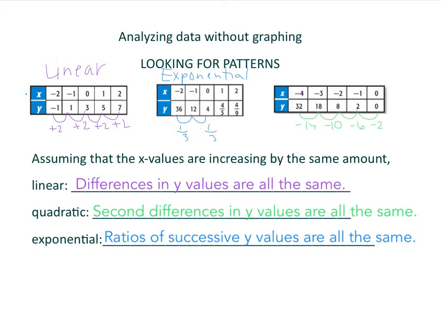But the definition of quadratics for the y values is that we have common second differences. So that negative 14, negative 10, negative 6, and negative 2 were all the first differences. Now let's find the difference between those differences. The difference between negative 14 and negative 10 is we are adding 4. From negative 10 to negative 6, we are again adding 4. From negative 6 to negative 2, we are adding 4. So those are common second differences. Again, the first differences weren't the same. Therefore, that's how we figure out the quadratic function.